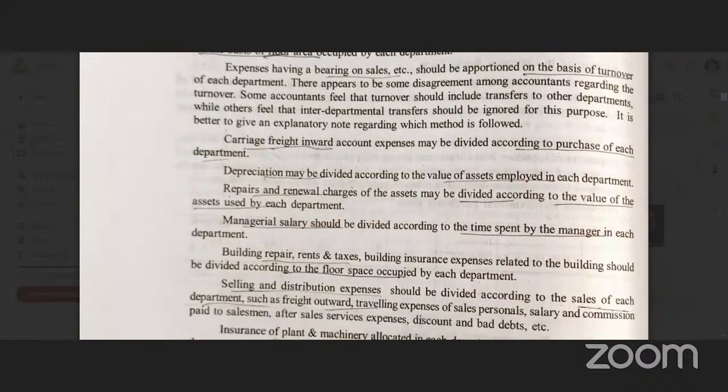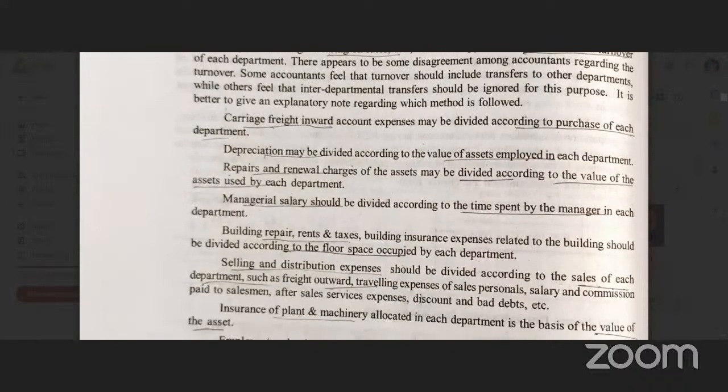Then repairs and depreciation, as I mentioned, every floor, for different departments, he might have different assets to keep the things. So the total depreciation amount, he will apply based on the asset value. Repairs and renewals according to the department wise assets of the department. Manager salary, according to the time the manager spent in each department.